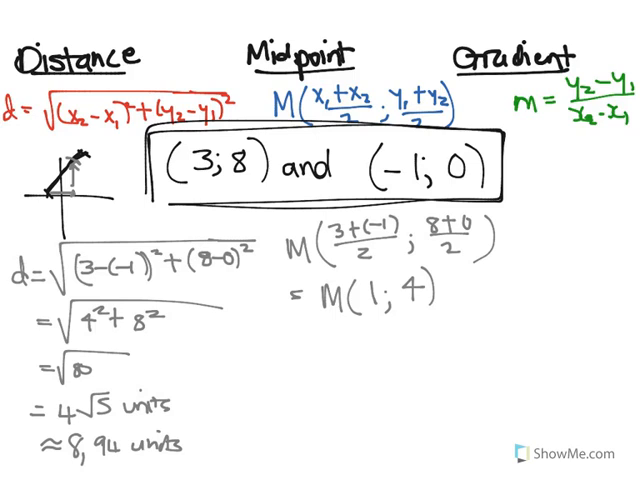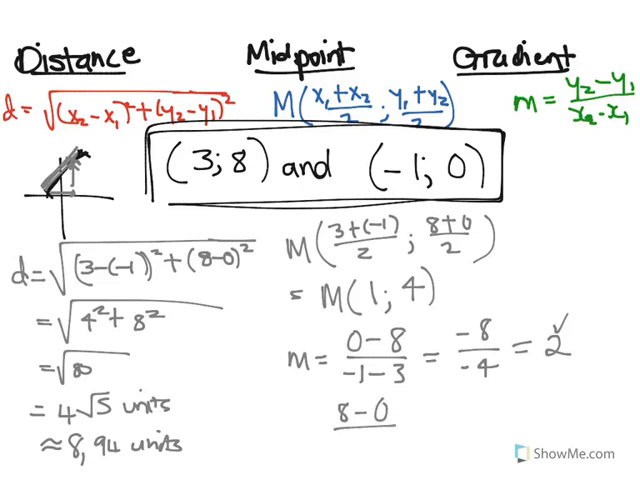Anyway, and then the gradient finally would be my change in y's over my change in x's. So 0 minus 8 over minus 1 minus 3. That would be minus 8 over minus 4, which is positive 2. And my line does have a positive gradient, so that's great. Of course, you could also have said 8 minus 0 over 3 minus minus 1. So 8 over 4 also gives me 2. Right, let's do another example.